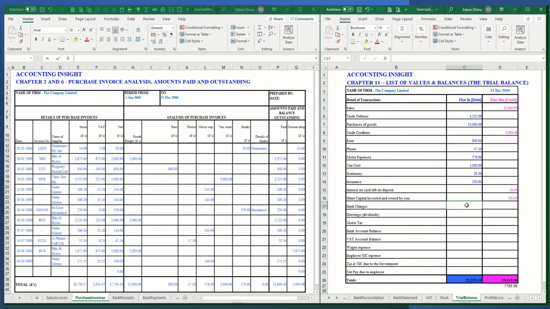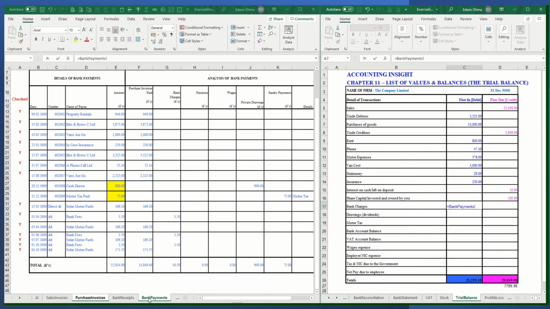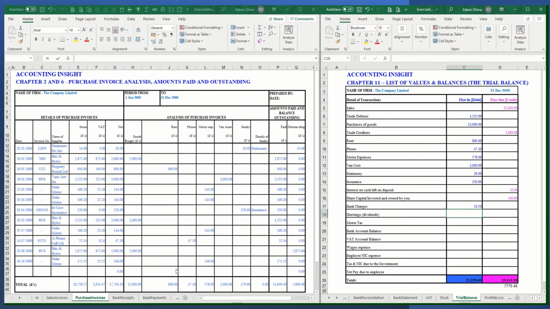And we come to bank charges. So this is the services that the bank provided to us for processing the bank checks and bank receipts, and sending us statements telling us how much cash we got, and that will be in your bank payments file. Press equals and go to bank payments, you get your bank charges there, 10.